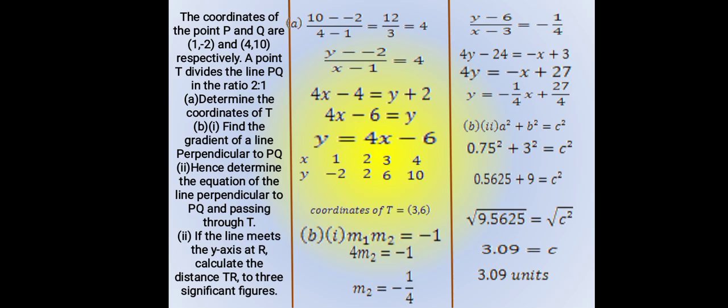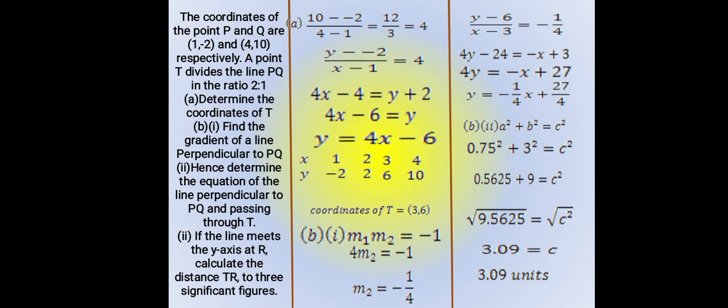The coordinates of the points P and Q are 1, negative 2, and 4, 10, respectively. A point T divides the line PQ in the ratio of 2 to 1. Determine the coordinates of T.